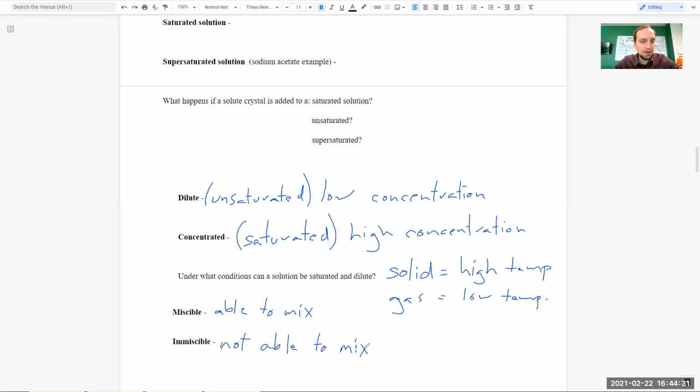This is not exactly the same thing as a solution. It doesn't necessarily mean dissolved, but it does mean they are able to be mixed. So don't confuse soluble and miscible. Soluble refers to its ability to be dissolved. Miscible literally just means they can be mixed.